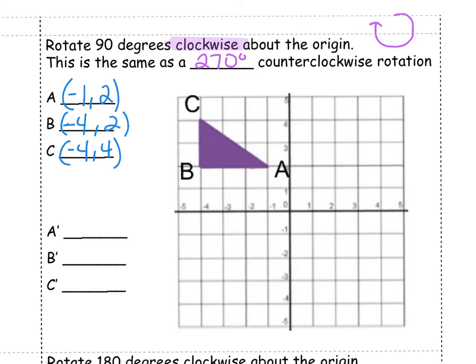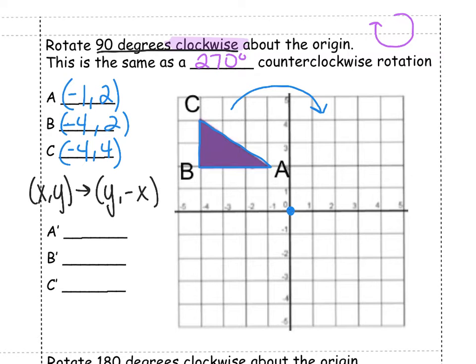And so 90 degrees clockwise means we're going to go one quadrant around in the clockwise direction. And so what we have to do is we have to take this triangle and we have to rotate it around our origin into this next quadrant. And this is why I think personally it's easiest to know the rule. We know in coordinate notation, 90 degrees clockwise, what will happen is we are going to have y opposite of x.